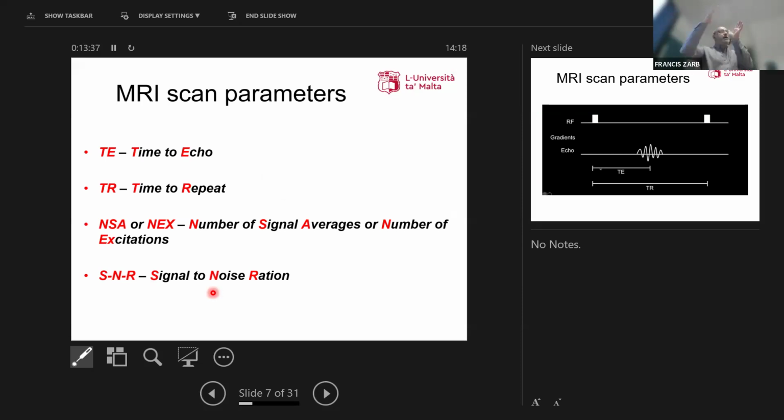NSA is the number of signal averages. So how many times we take the same signal, and I'm going to average it. Okay? Or number of excitations.